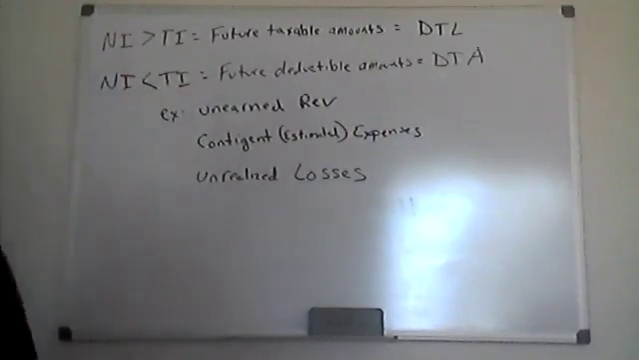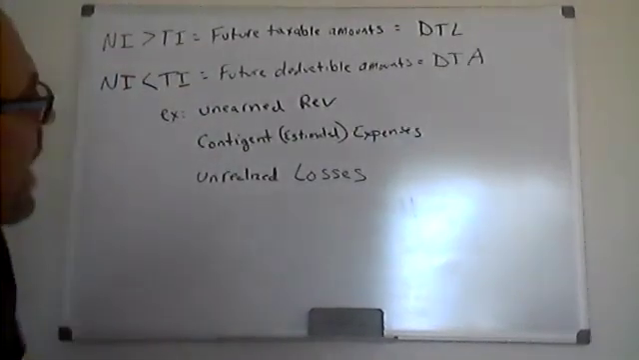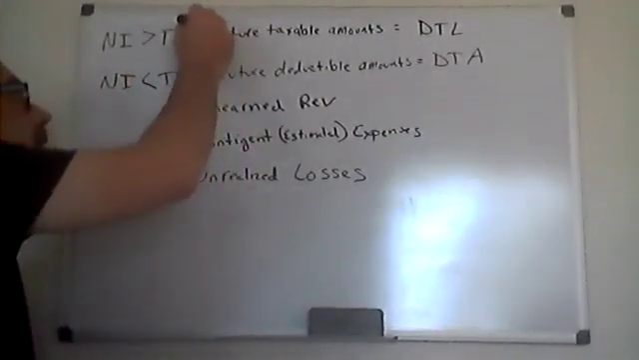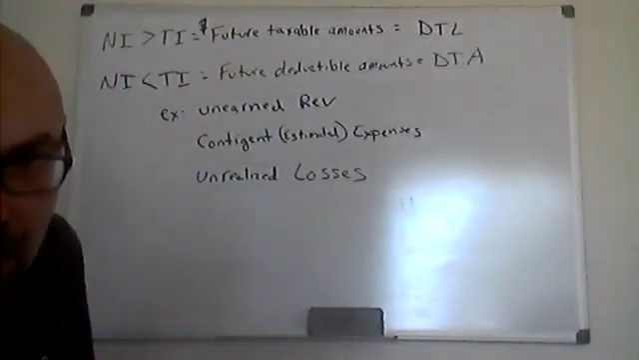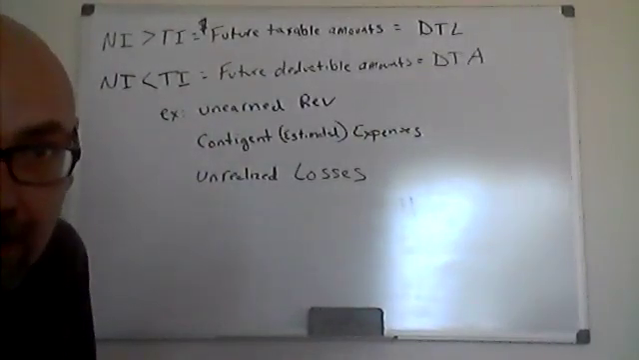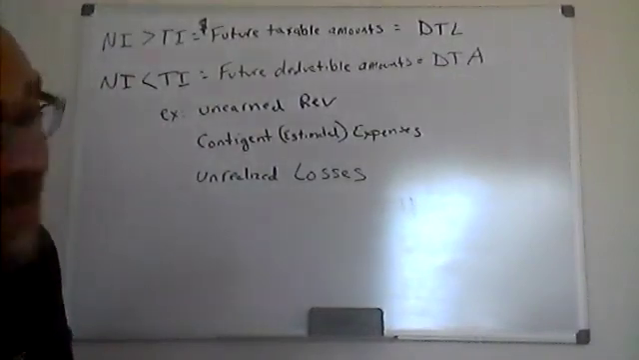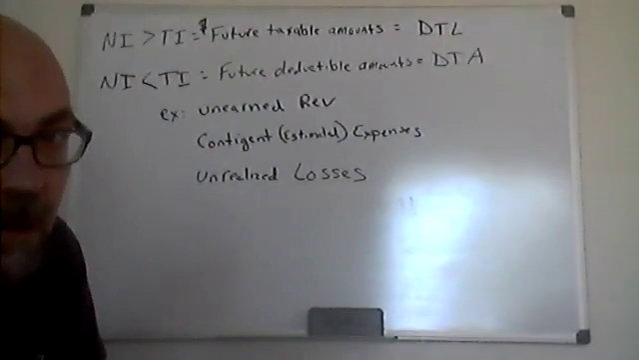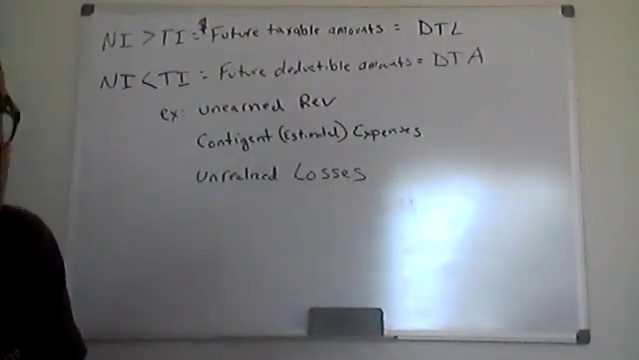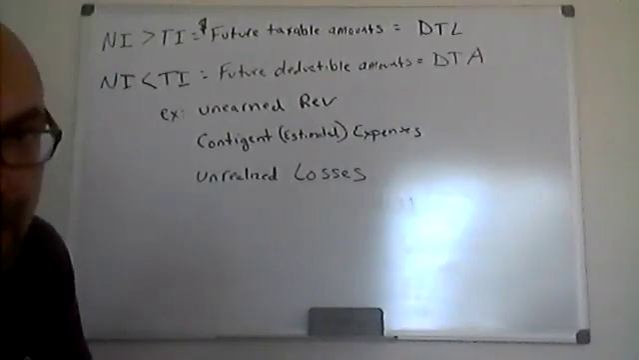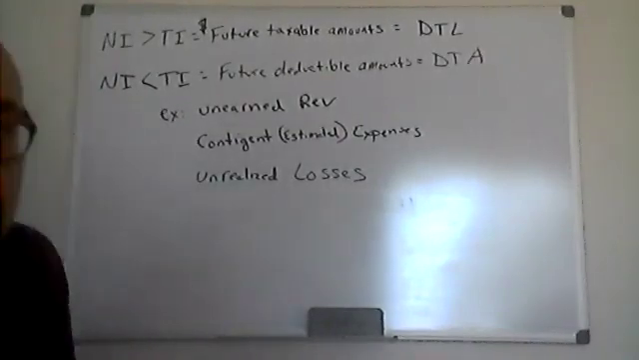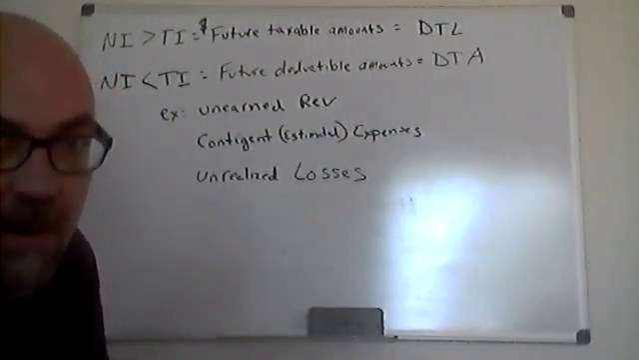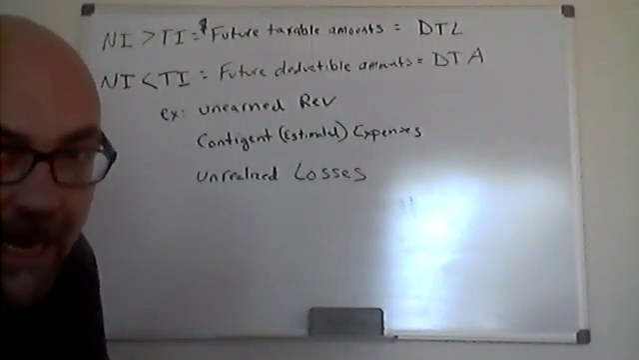If net income becomes greater than taxable income, that is going to create future taxable amounts. That is always a dollar amount. When you take that future taxable amount and multiply it by the tax rate, that gets you a deferred tax liability. Whenever net income is lower than taxable income because of the temporary differences, that becomes a future deductible amount. Future deductible amounts multiplied by the tax rate is what we record as our deferred tax assets.